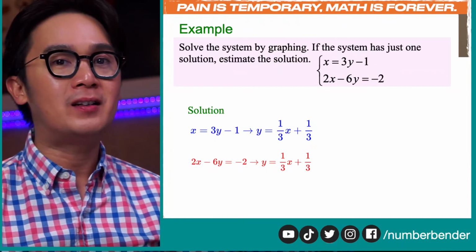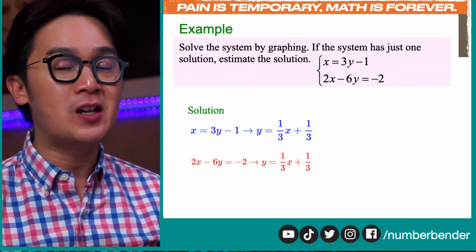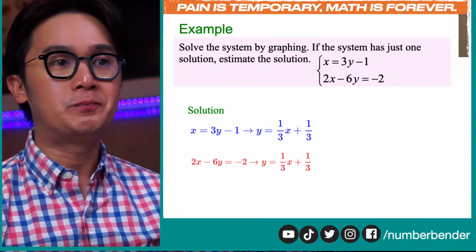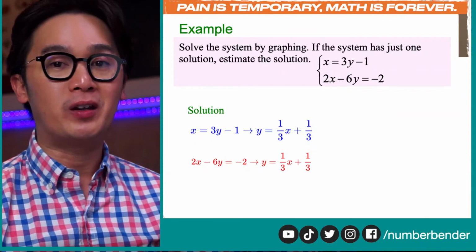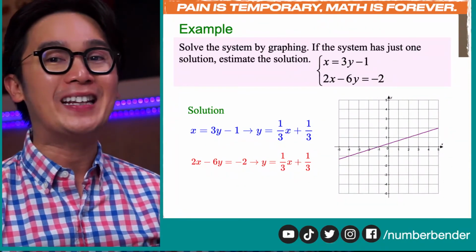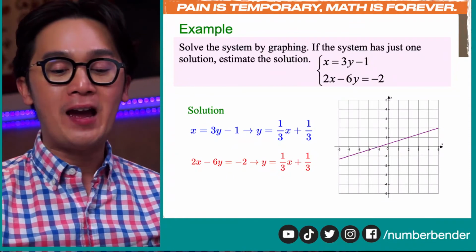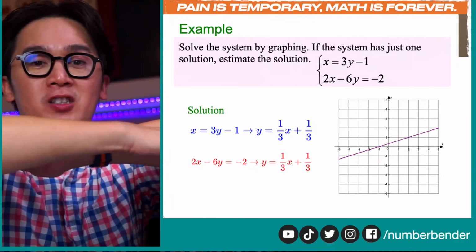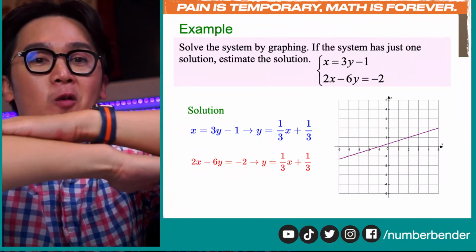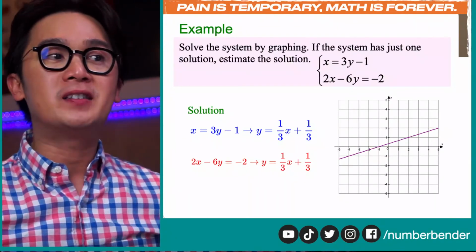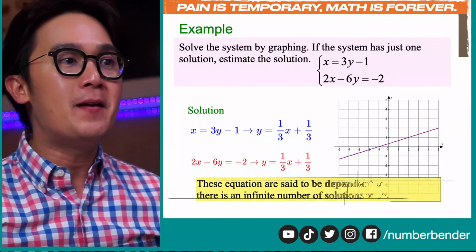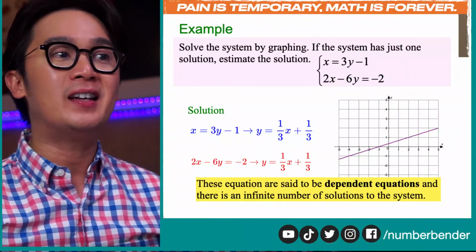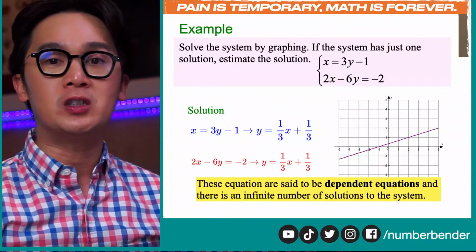And when we have identical lines for line 1 and line 2 and we graph them, it will just be showing a single graph. It's showing a single graph because it's basically two graphs that are on top of each other. So that means we are only seeing one line in the process. And when that happens, we can say that the equations are dependent and there is an infinite number of solutions to the system.